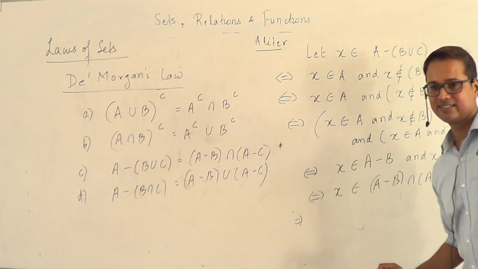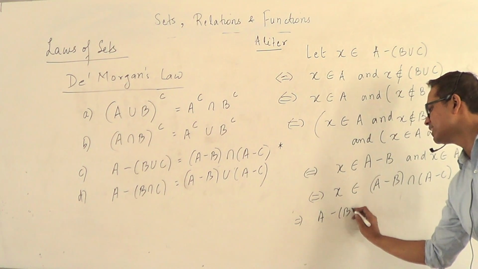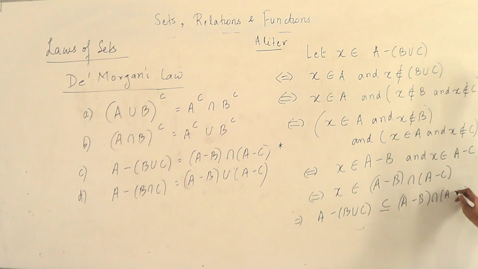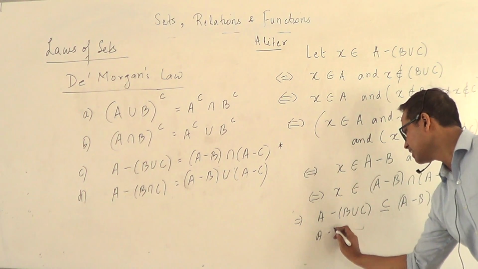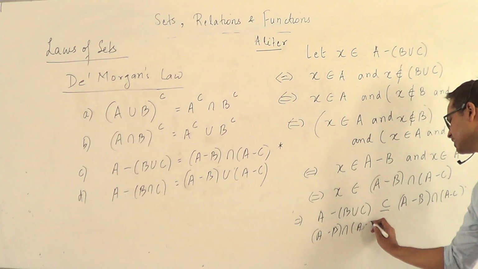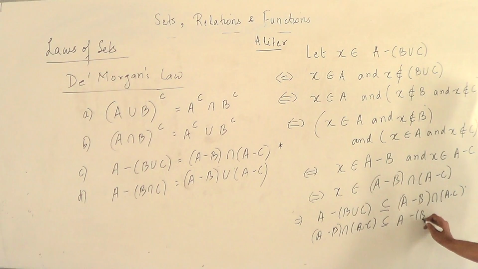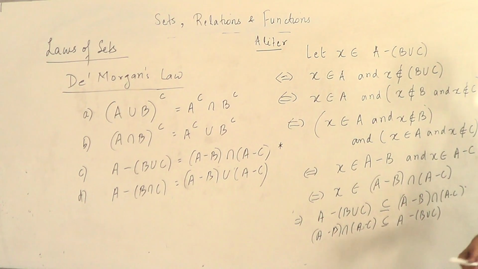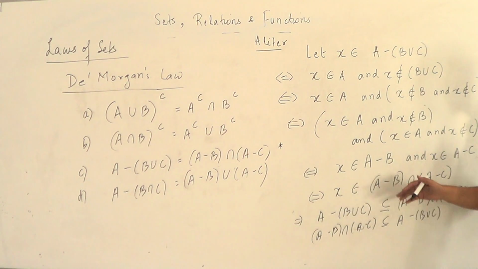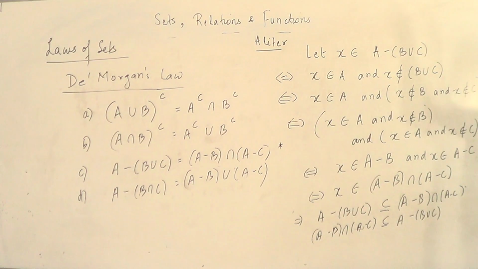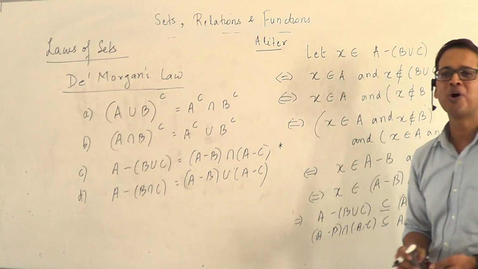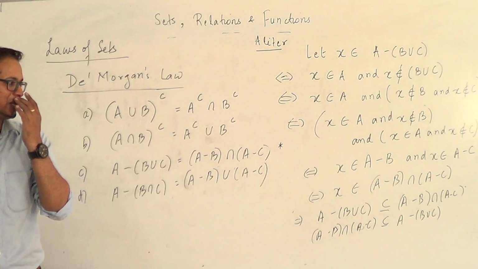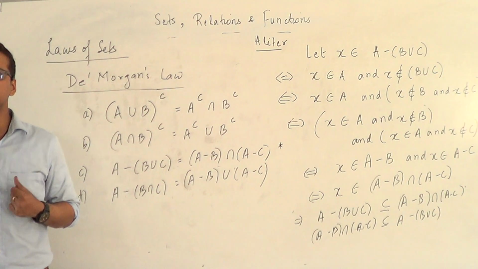Which implies A minus B union C is a subset of A minus B intersection A minus C, and A minus B intersection A minus C is also a subset of A minus B union C. I wrote these double direction arrows just to save time. Otherwise, you have to write the same set of steps in reverse order. Now it's your call whether you want to waste time like that or do it in reverse. But take permission from your school teacher also.